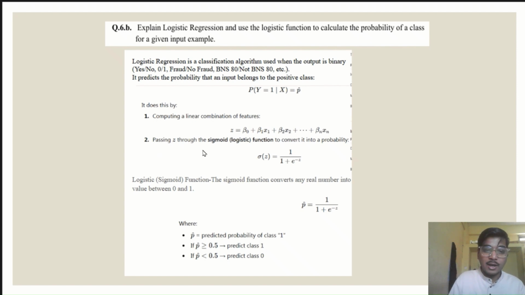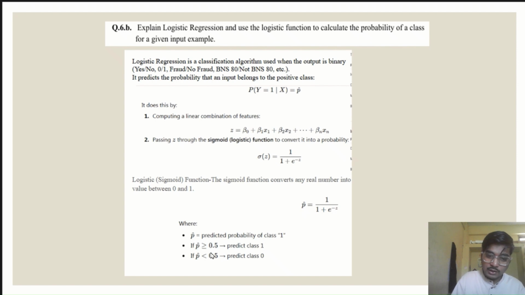Next, we pass the value of z through the sigmoid or logistic function, which introduces non-linearity to convert it into a probability distribution, that will give us sigma of z is equal to 1 upon 1 plus e to the power minus z. Then we will calculate the logistic sigmoid function. The sigmoid function converts any real number into a value between the range of 0 and 1. That will calculate p, the predicted probability of class 1, is equal to 1 upon 1 plus e to the power minus z.